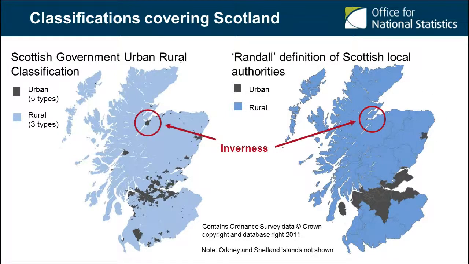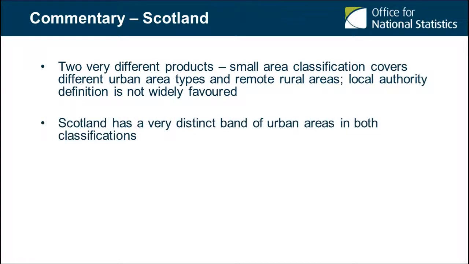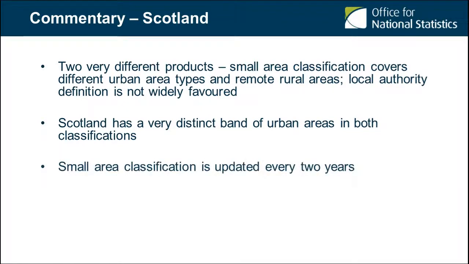Again, small area data gives a much more detailed picture. The Scottish classifications are 2 very different products. The small area classification covers different urban area types and remote areas. The Randall local authority definition is an older, pragmatic one and is used less frequently. Scotland has a very distinct band of urban areas in both classifications. The small area classification is updated every 2 years, more frequently than any other classification.